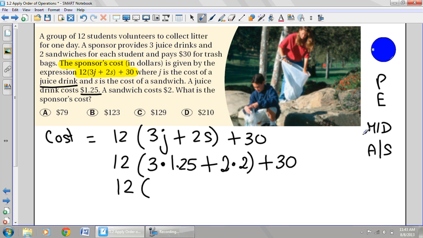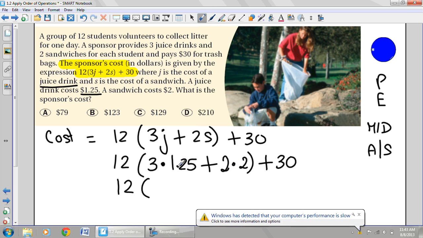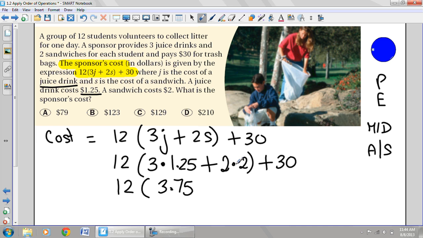If you have addition and multiplication, like in this case, where I have multiplication, addition and another multiplication, you need to deal with the multiplying first. So 3 times 1.25 will give you 3.75, and 2 times 2 will give me a 4, and my last step should always be my addition. Keep that in mind. The last step should always be addition or subtraction.